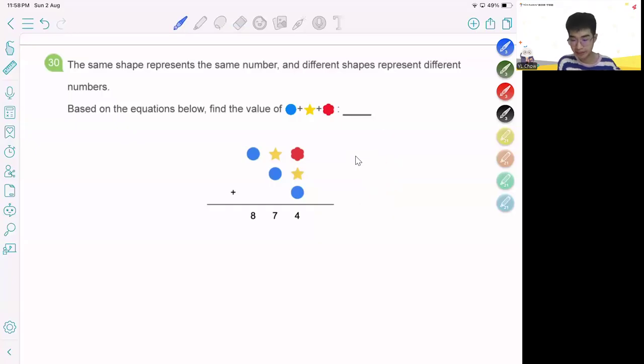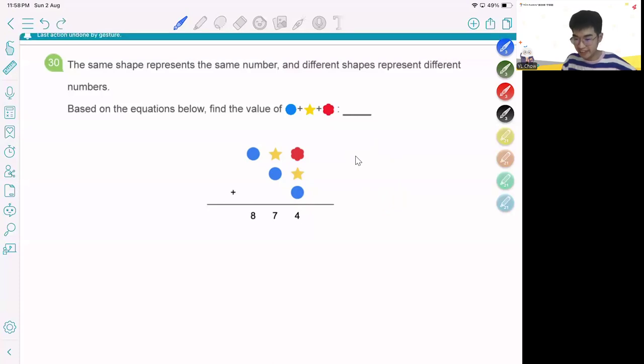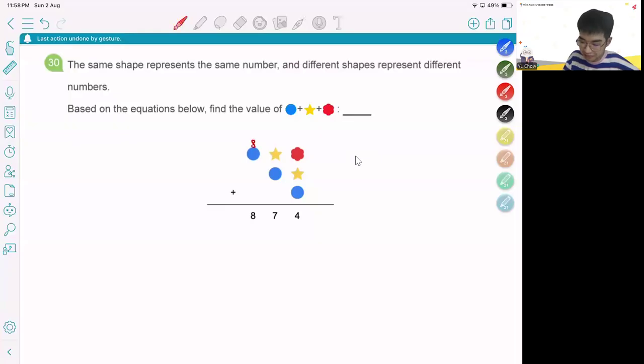Now, actually, the breakthrough point over here is you have a circle in the hundreds, tens, and ones, right? They all have the circle and they represent the same digit. Which digit could it represent? Do you think I can have digit 8 as a result and digit 8 as my circle?